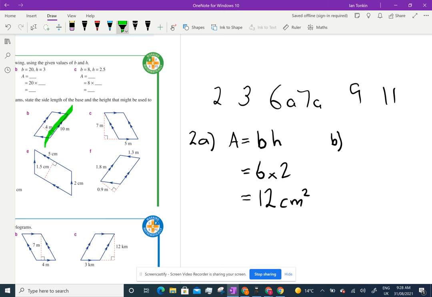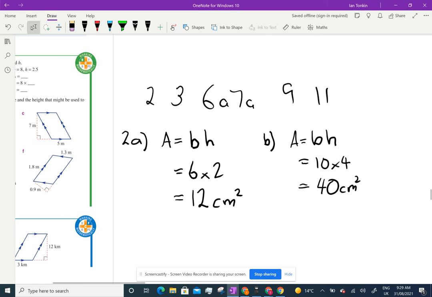So I'm going to say, there's my base, and there's my height. So, again, I write the formula. Area equals base times height. The base is 10, and the height is 4. And 10 times 4, 40 centimetre squared.